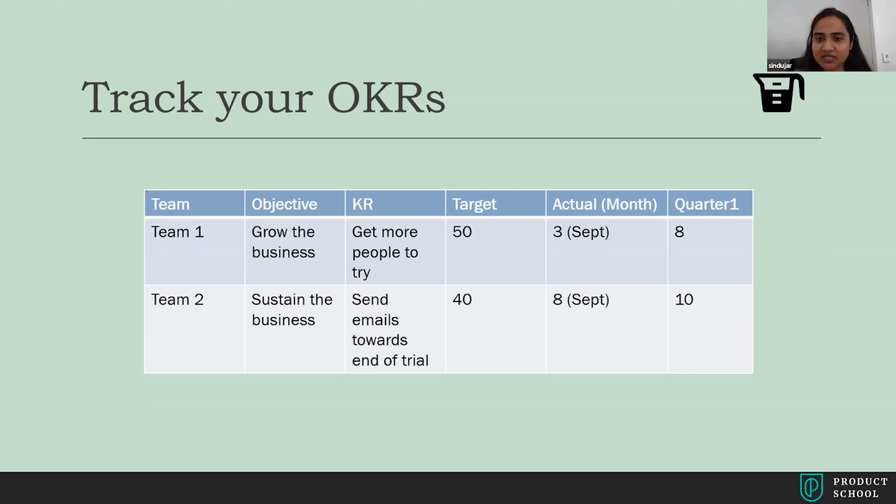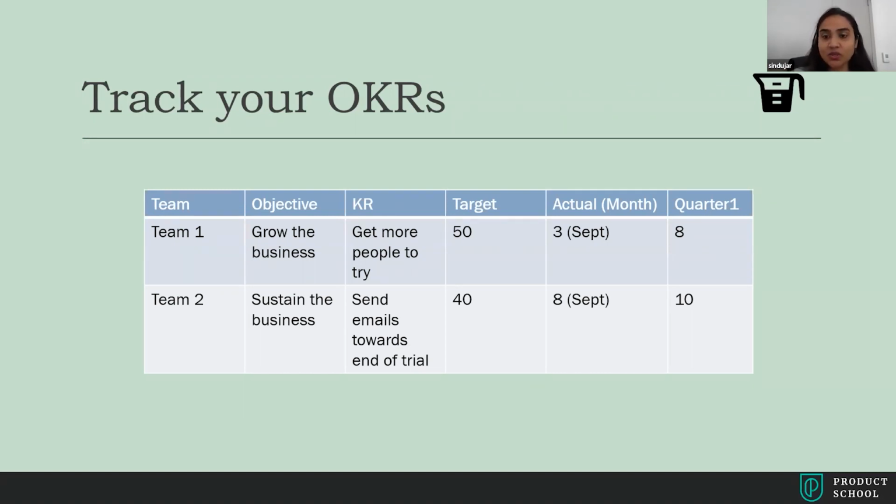Have all of those projections in place and say what is going to be your actual and what is going to be a target per month as well. And the same thing goes for team 2, which is sustain your business. Your KRs: send emails towards the end of trial, right? Your target is, I want to stop churning 40 people. In September, I've been able to do 8, and this quarter, I've been able to do 10 people.